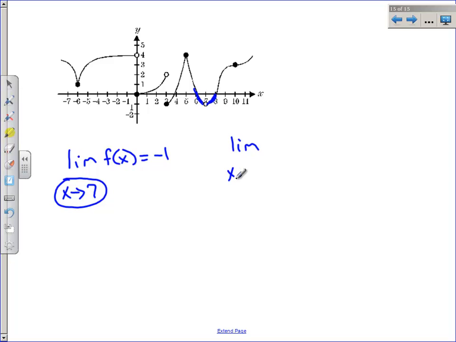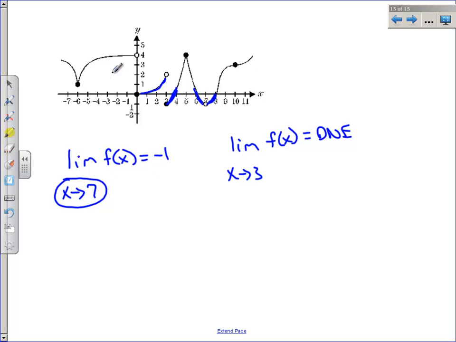Let's try another one. What about the limit as x approaches 3 of f of x? So I look here at 3, and from the right, the graph is approaching -1. But what's happening from the left? From the left, it's going to a different value. It's going to 2. Since these don't line up, we say that the limit does not exist because they're not heading towards the same y value.